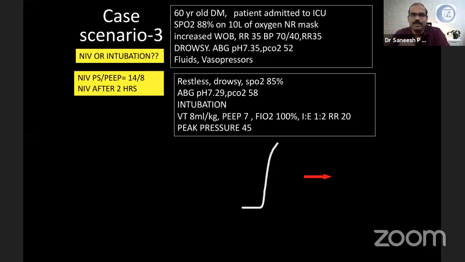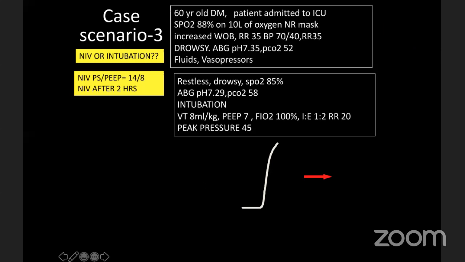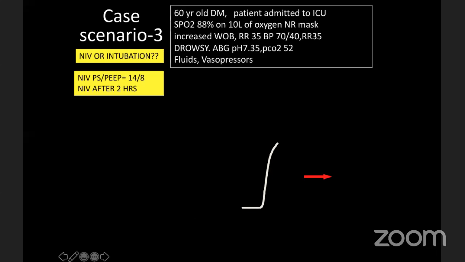Okay. So what will be your ventilator settings initially post intubation? Ventilator settings will be volume control mode of ventilation with 7 ml per kg body weight, PEEP of 6, FiO2 of 100, and an I:E ratio of 1:2.